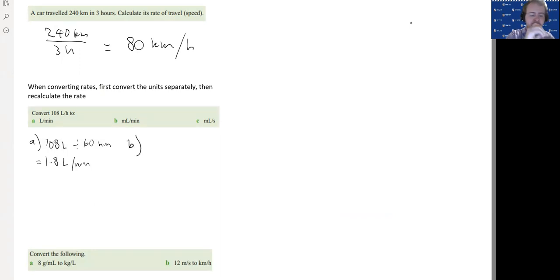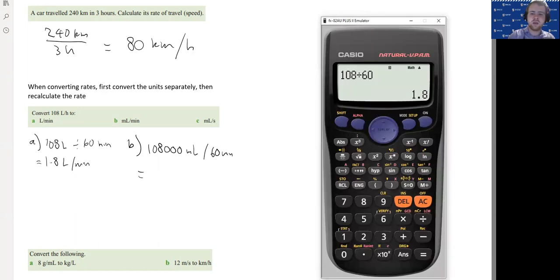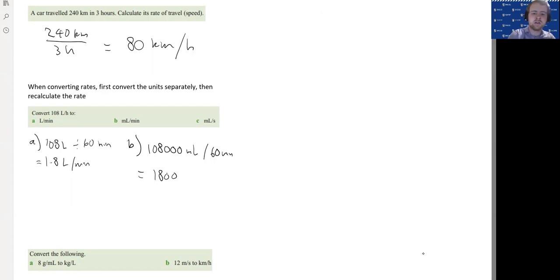Okay, for B, we've got to convert 108 liters into milliliters. Okay, so there's 1,000 milliliters in a liter, so it's 108,000 milliliters divided by 60 minutes. Okay, and so we pop that in our calculator. We know this is going to be this times 1,000, but let's just pop it in. Okay, and it's going to be 1,800 milliliters per minute.